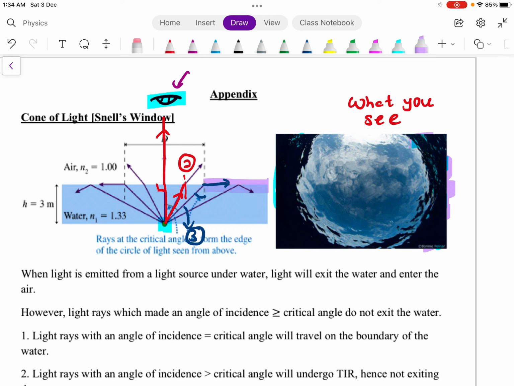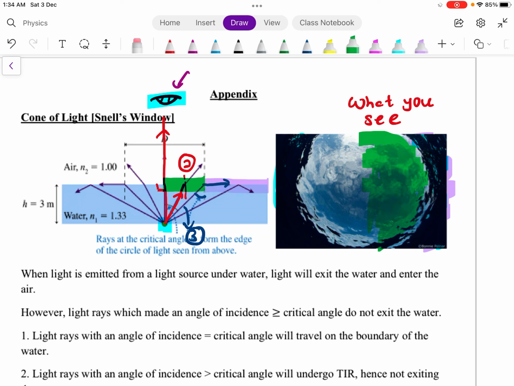Alright, so whatever you can see, for example, if you are looking at this portion right here, it corresponds to all these light rays here, because the light ray is exiting the water into the air. Anything that exits the water into the air is something that you can see. So that's why this part is the thing that you can see.